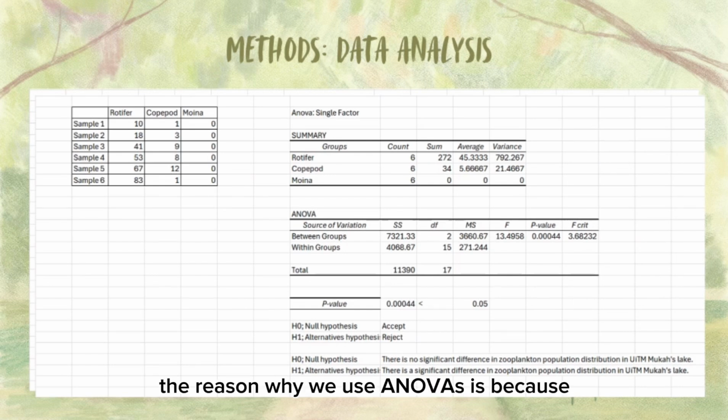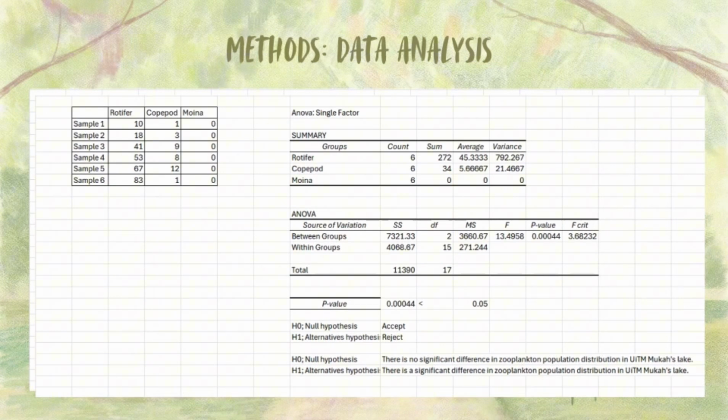The reason why we use ANOVA single factor is because it helps to determine whether there are statistically significant differences in the mean population densities of zooplankton such as rotifers, copepod, and moina across the different sampling locations in the lake. So for our data collection, the p-value is less than 0.05. So we accept the null hypothesis and reject the alternative hypothesis.